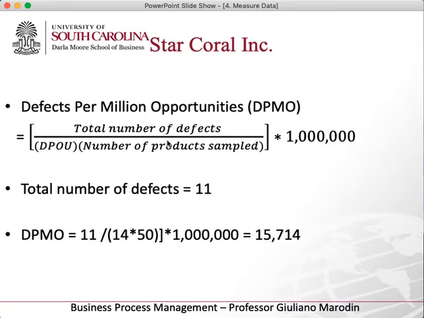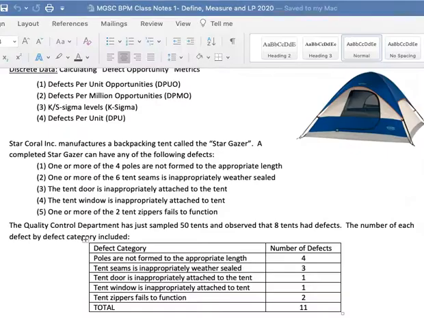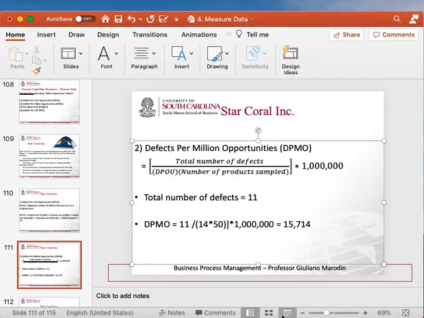To calculate the DPMO, I'll open your class notes here. The class notes have additional information: the quality control department has just sampled 50 tents and observed 8 tents had defects. The number of each defect is in this table. So this table tells how many defects there were in these 50 tents. Poles, we had 4 defects. Seams, 3, 1 door, 1 window, and 2 zippers. That's the total number of defects that we found in 50 tents, right? So in 50 tents, we found 11 total defects.